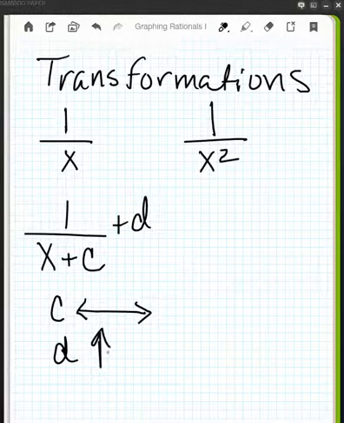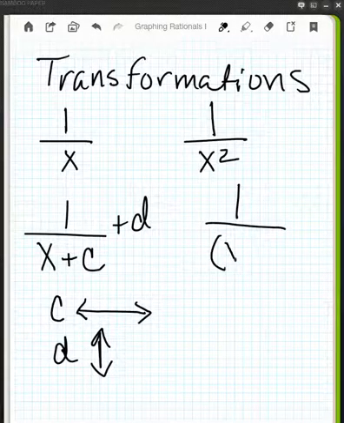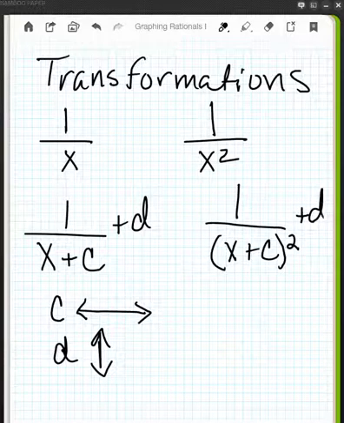determining the vertical change. With the 1 over x squared, we would see it looking like this: x plus C squared, and then plus D out here. But again, C is going to determine any horizontal change to the function, and D is going to determine the vertical change to the function.